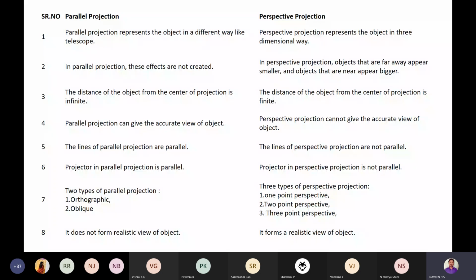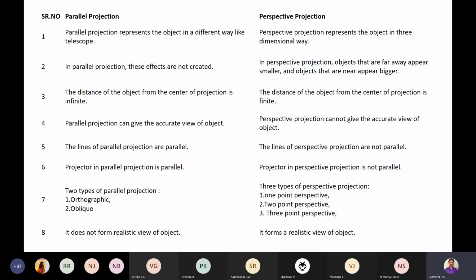So these are some of the differences between parallel projection and perspective projection. We have already seen some of the differences. Parallel projection represents the object in a different way, like a telescope, so you can visualize it in different ways. But in perspective projection, you have to represent the object in a three-dimensional way. In this case there is no restriction. In parallel projection, these effects are not created.